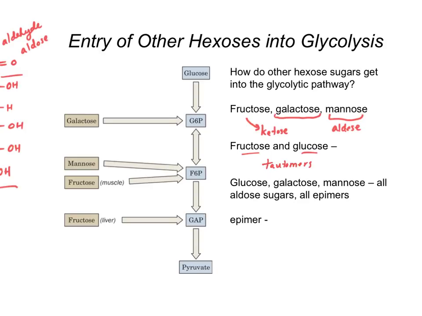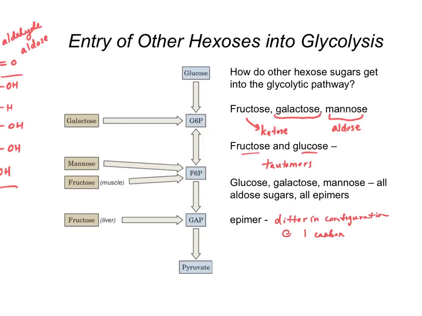Okay, so between glucose, galactose, and mannose, these guys are all aldose sugars, so they're not tautomers of one another. Instead, they're called epimers. So does anyone know what an epimer is? The only way epimers differ from one another is configuration at one of the carbons. Okay, so epimers differ in configuration at 1 carbon.